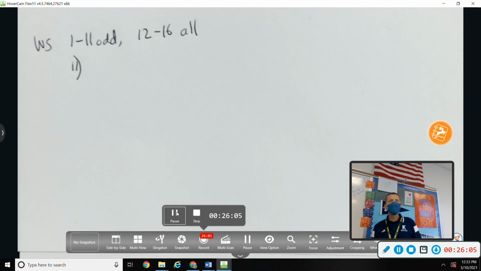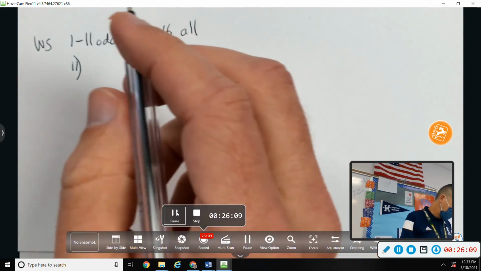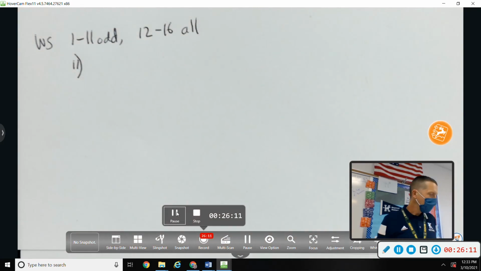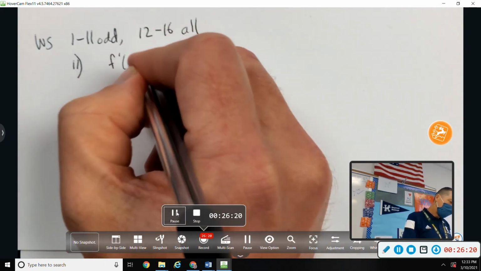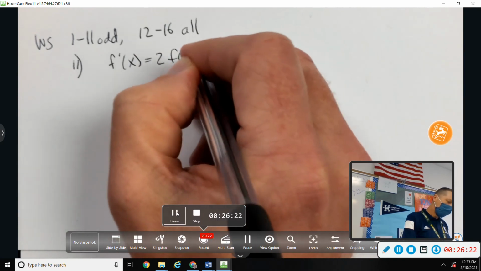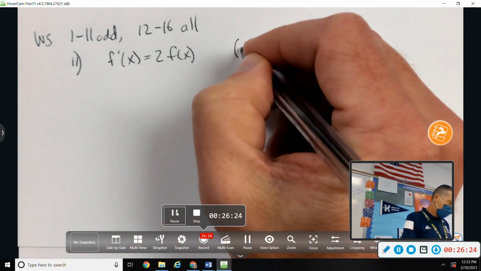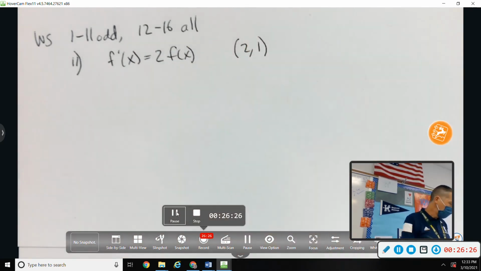We did 6. Yeah, I was waiting for somebody to complain that the one we did was not really one that's assigned. Let's do a couple of hints here, because some of these look a little bit weird. Like number 11, f prime of x equals 2 f of x, and f of 2 equals 1, so 2, 1 is the point we're working with.